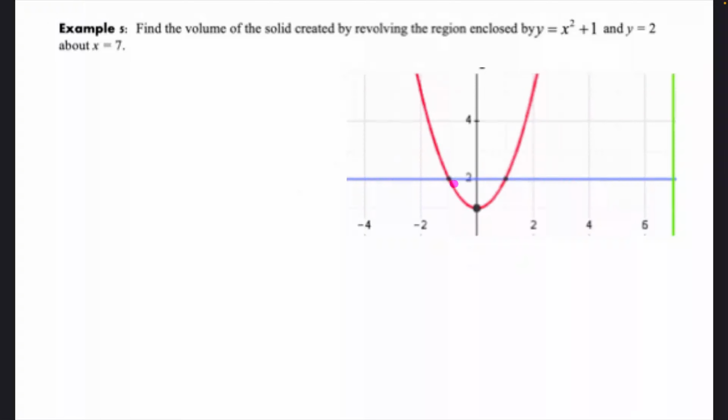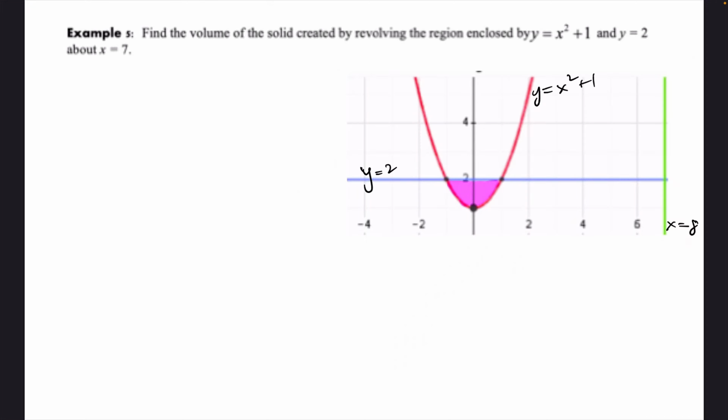Okay, so this is the enclosed area, which is the same as some of the others. We have y equals x squared plus 1, that's the parabola. We have y equals 2, that's the horizontal line. And then the new one, which we haven't had yet, which is x equals positive 8, which is the vertical line.